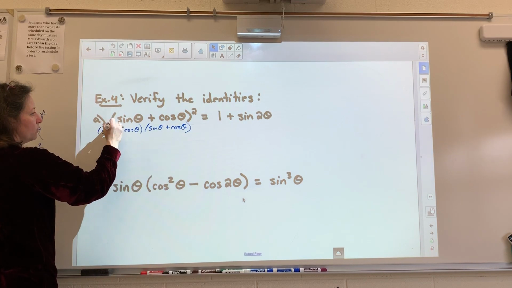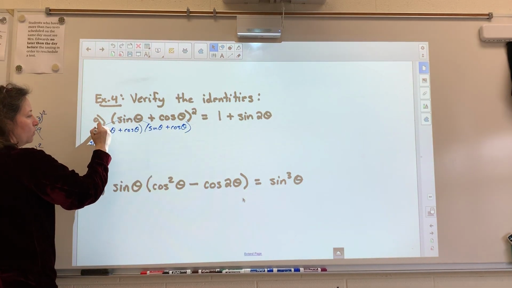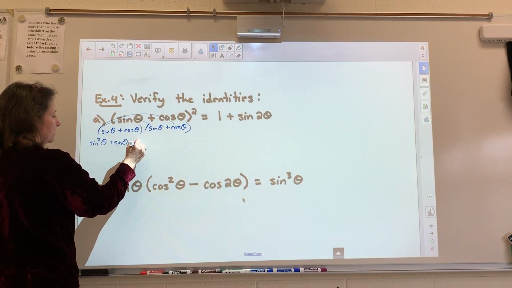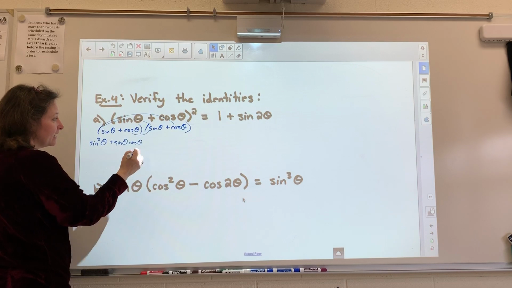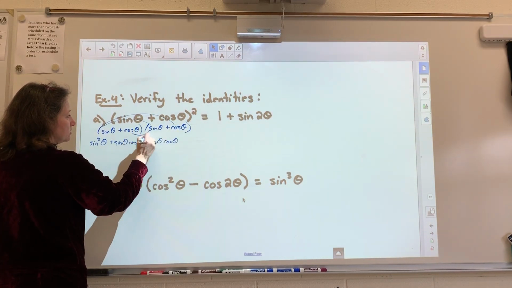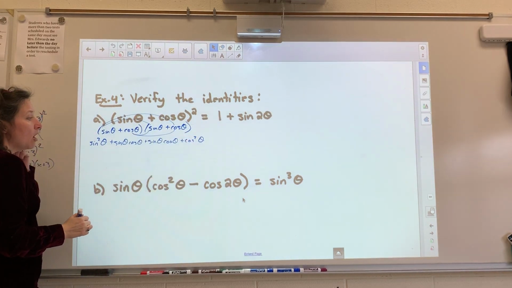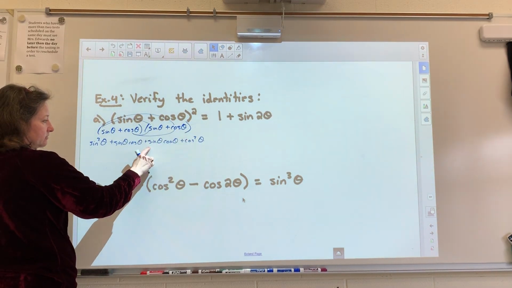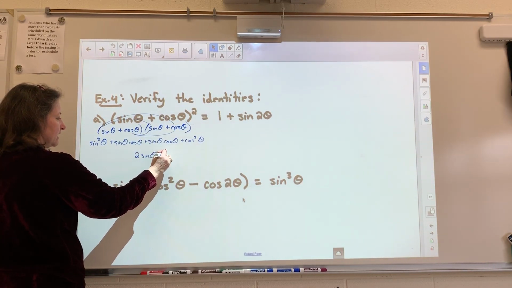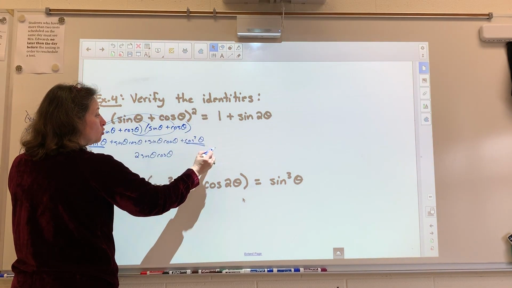So we distribute. What's sine times sine? Sine squared. What's sine times cosine? Sine theta, cosine theta. What's cosine times sine? Same thing. And what's cosine times cosine? Cosine squared. We got 2 of these. So when we add those together, we get 2 sine theta, cosine theta. And then we have sine squared plus cosine squared.